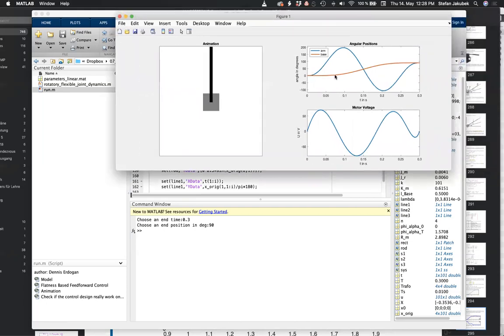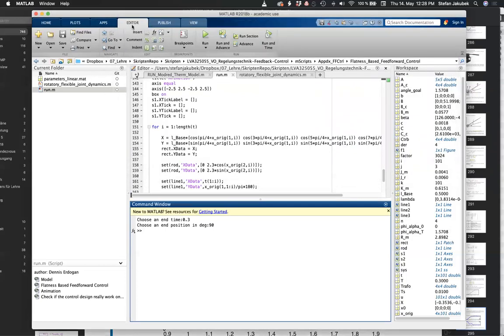But you can see still the arm movement is very nice. It's very smooth. And the base has to twist a lot in order to get this working.